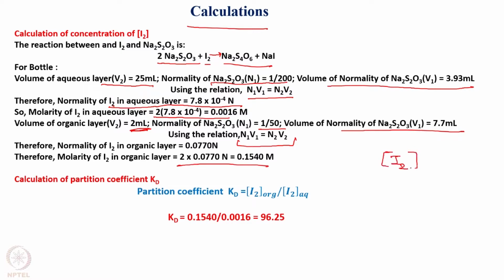So now that we have the values of iodine which is present in the organic layer and also iodine which is present in the aqueous layer, we can calculate the value of partition coefficient, which is I2 in the organic layer divided by I2 in the aqueous layer, and the value of partition coefficient which we obtain here is 96.25.